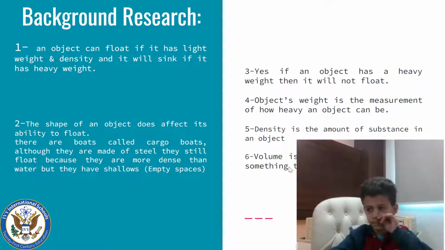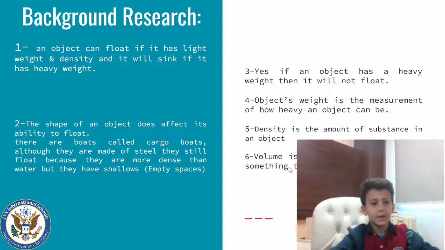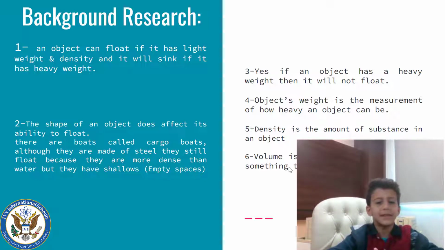Okay, so the first question: why does an object float or sink? An object can float if it has light weight and density, and it will sink if it has heavy weight. Interesting. Does the shape of an object affect floating or sinking? The shape of an object does affect its ability to float.